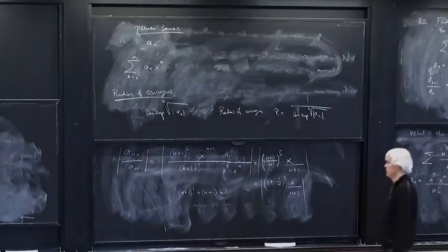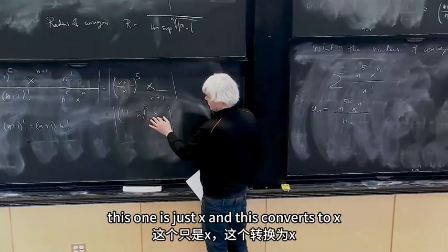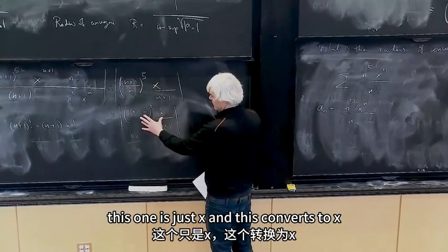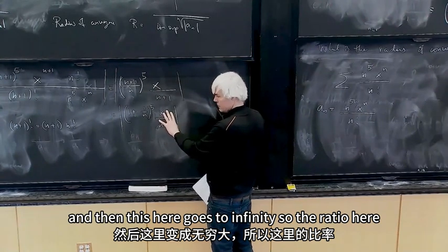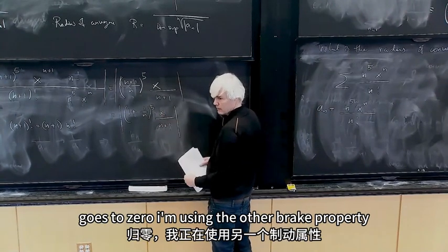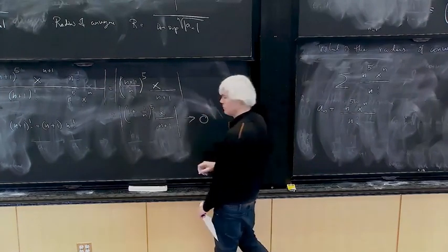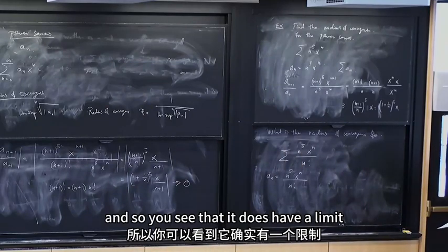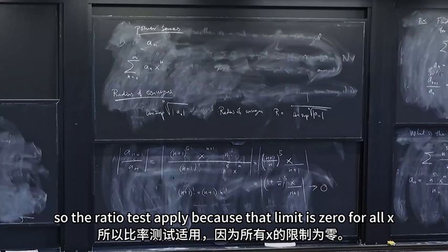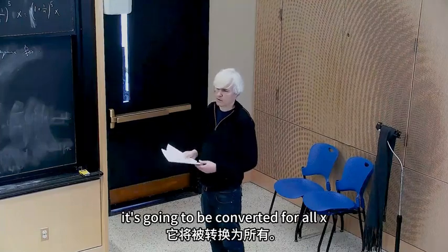Like that. This one here converges to 1. This one is just x, so this converges to x. And then this here goes to infinity, so the ratio goes to 0. I'm using the algebraic properties of limits, so this converges to 0. And so you see that it does have a limit, so the ratio test applies, because that limit is 0 for all x. It's going to be convergent for all x.